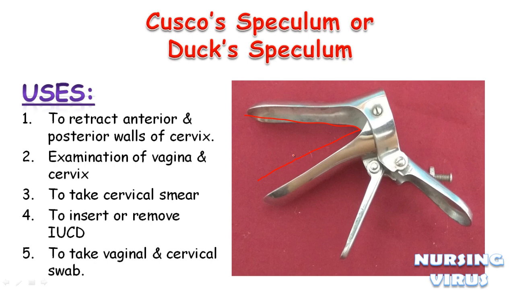The uses of this speculum are, first, to retract the anterior and posterior walls of the vagina to view the cervix; second, examination of the vagina and cervix; third, to take a cervical smear; fourth, to insert or remove the IUCD; and fifth, to take vaginal and cervical swabs. So this instrument is used in females for examining the vagina and the cervix.